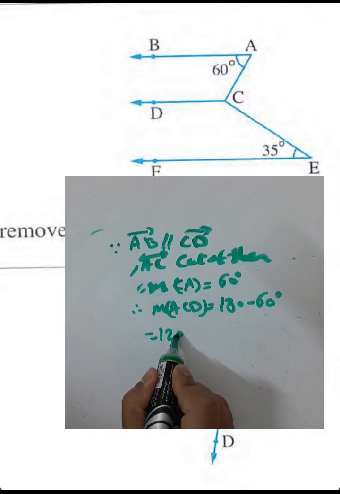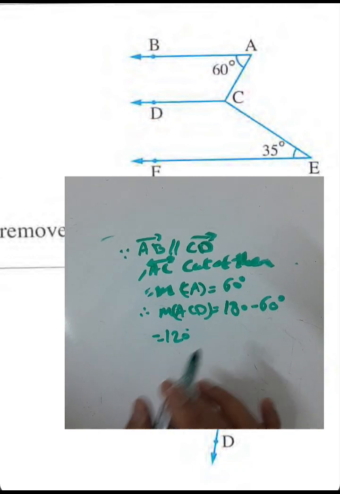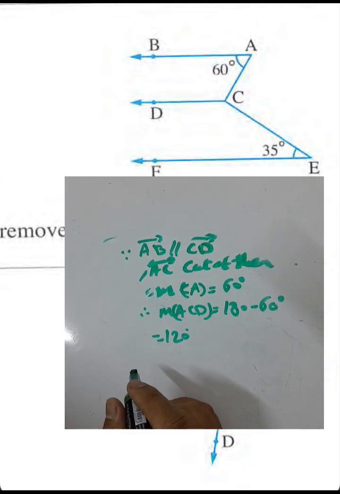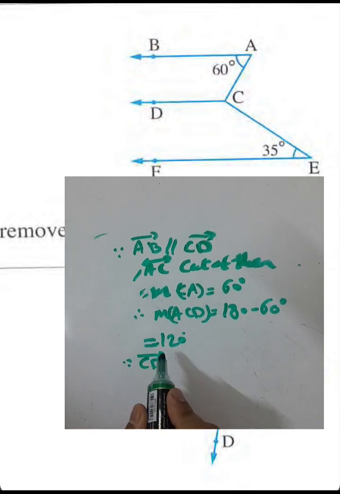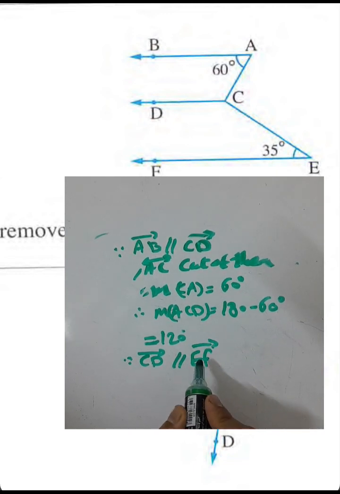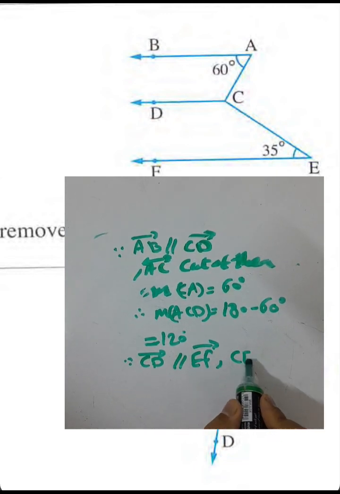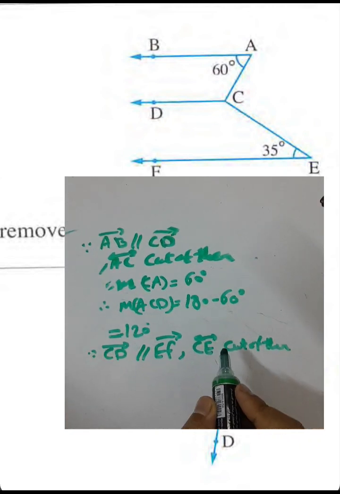It will be 120 degrees. We call them interior angles on the same side of the transversal, such that CD was parallel to EF, and CE, out of them, we call the transversal.